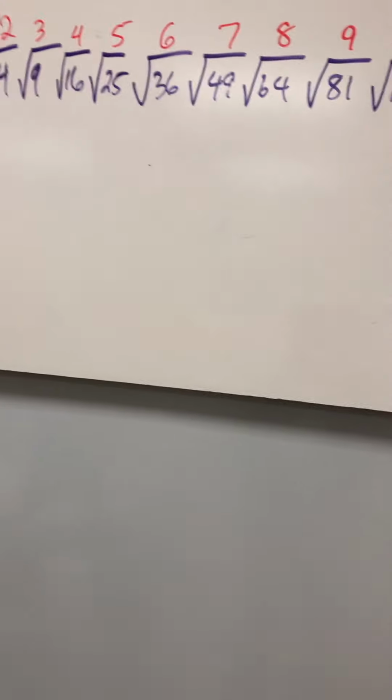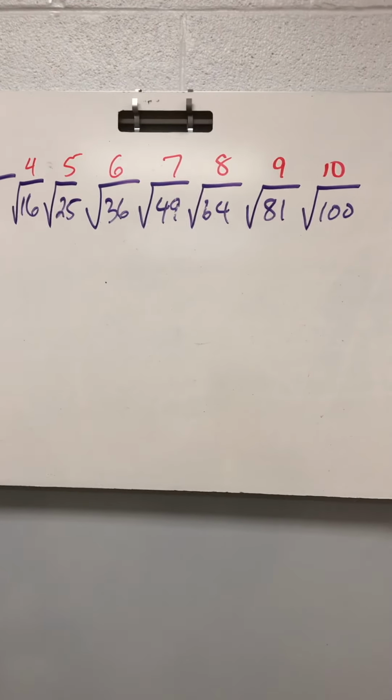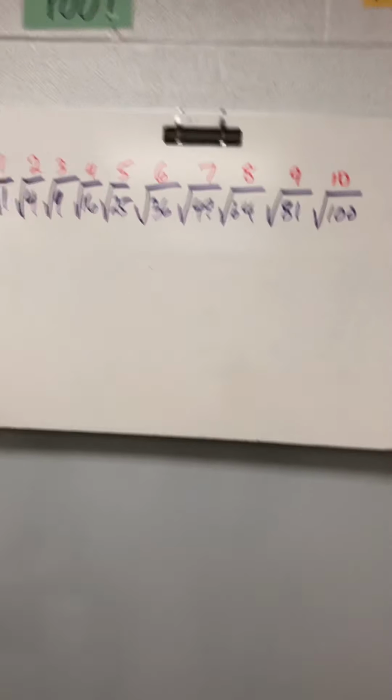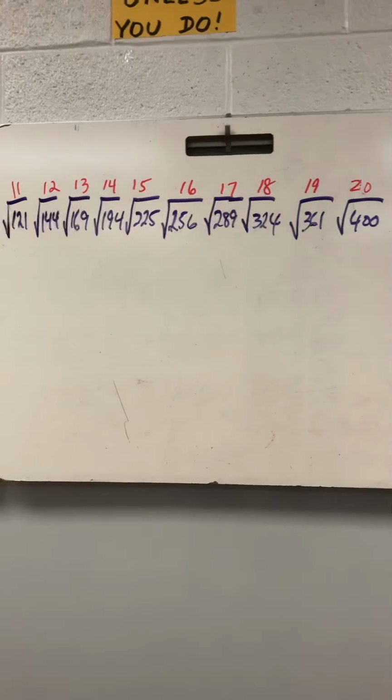So we're going to continue with square roots. Okay, here are the perfect squares, 1 through 10. Right? And here are the perfect squares, 11 through 20. Right?